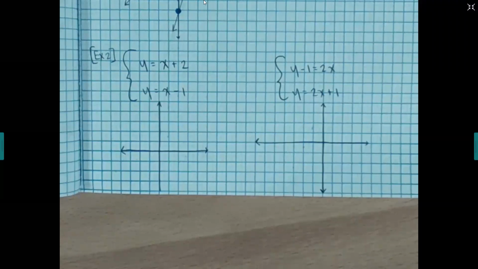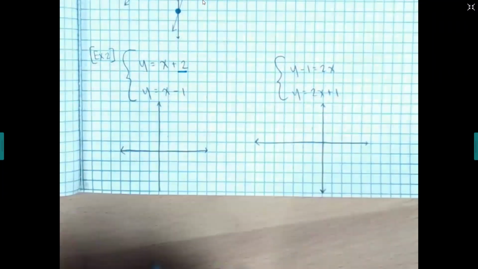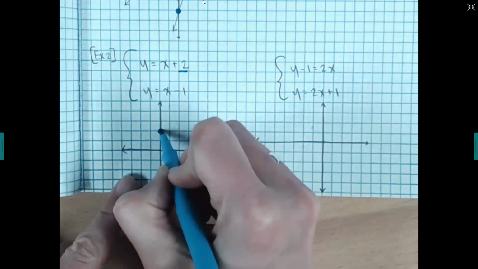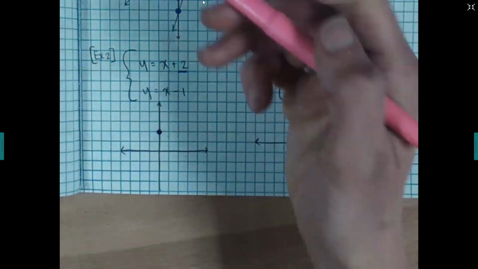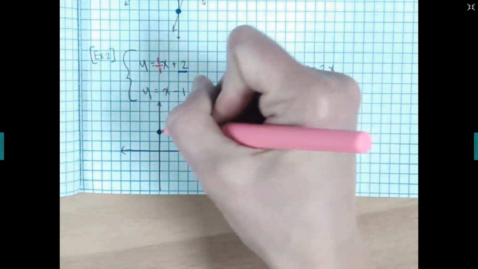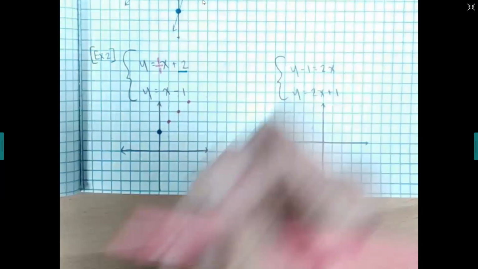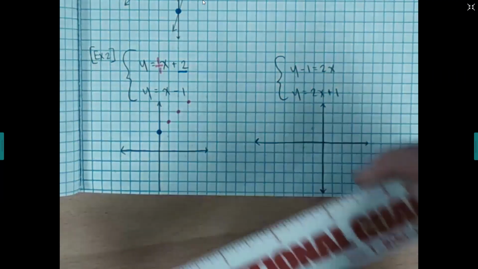So I'm going to begin with b, and then I'm going to use my slope to tell me where to go next. In this case, I'm going to start at 2. And then my slope is 1 over 1. So I'm going to go up 1 to the right 1, up 1 to the right 1, up 1 to the right 1. And then I'm going to draw my line.